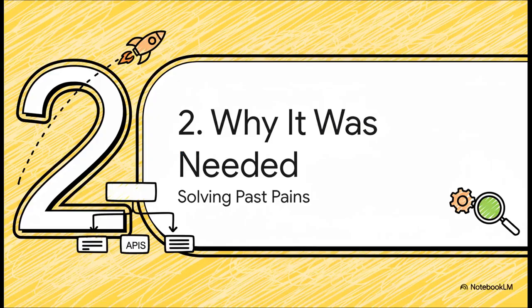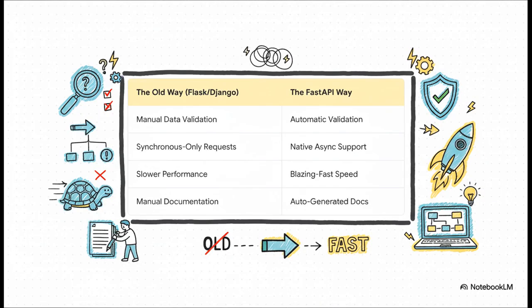Now, to really appreciate why FastAPI is such a game changer, you have to understand the world it was born into. It wasn't just made for fun. It was built to solve some very real, very annoying problems that Python developers had been dealing with for a long, long time. And wow, this slide just lays it all out, doesn't it?